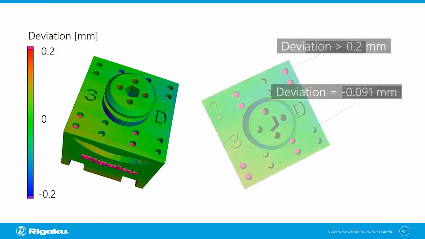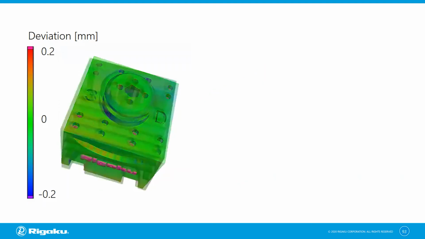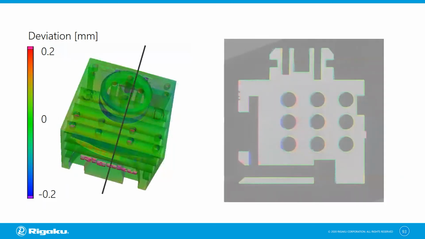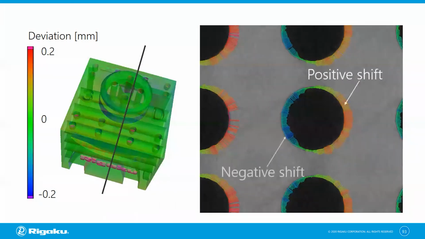But of course, you can click on different spots to see the deviation between the two quantitatively. Now, we're still just looking at the outer surface, but you can look at the internal structures. You can even look at a cross-section here, like this. And if you want to know how well the printed part and the drawing match for the center hole in the middle of the cube, you can look into that too. And you see both positive and negative shifts in this case.